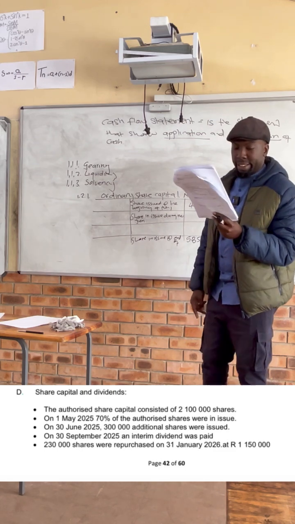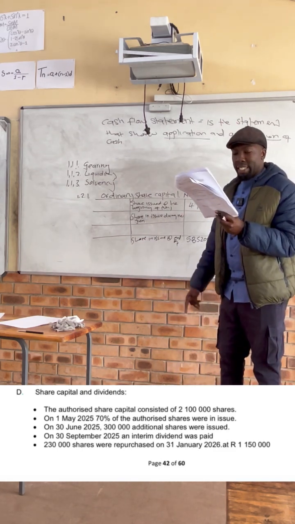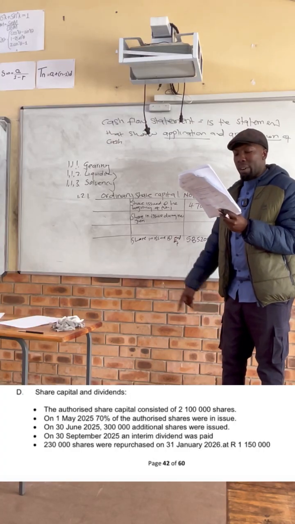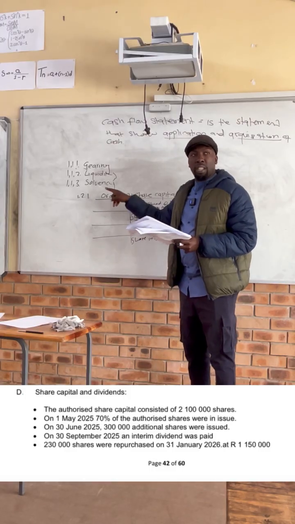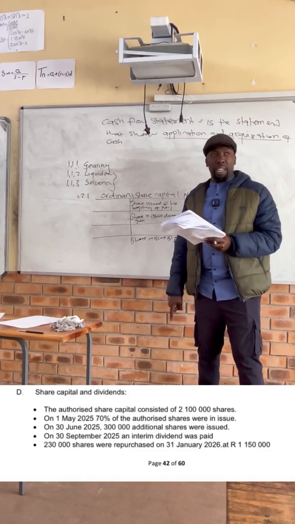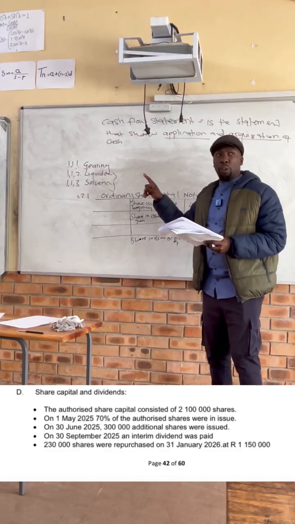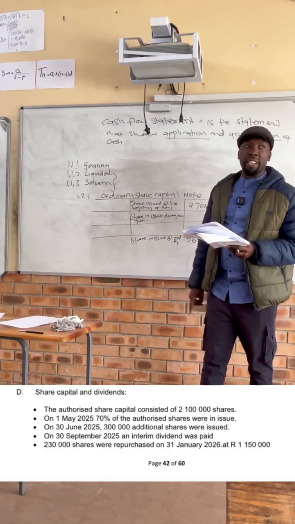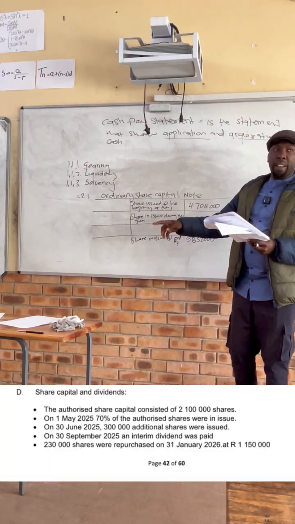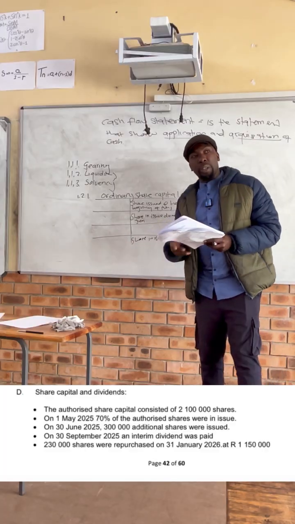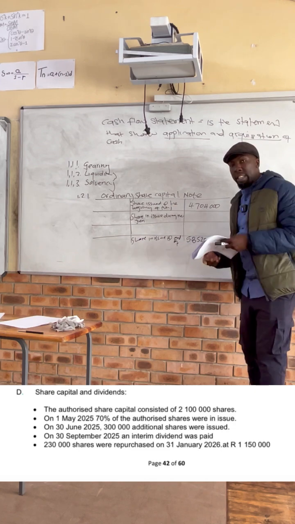On 1 May 2025, 70% of the authorized shares were in issue. Our focus is on the issued shares, not authorized. Again, I said we must be careful of the financial year end. It's 30 April 2026. So if it ends on 30 April 2026, it began in May 2025. That is the balance at the beginning.